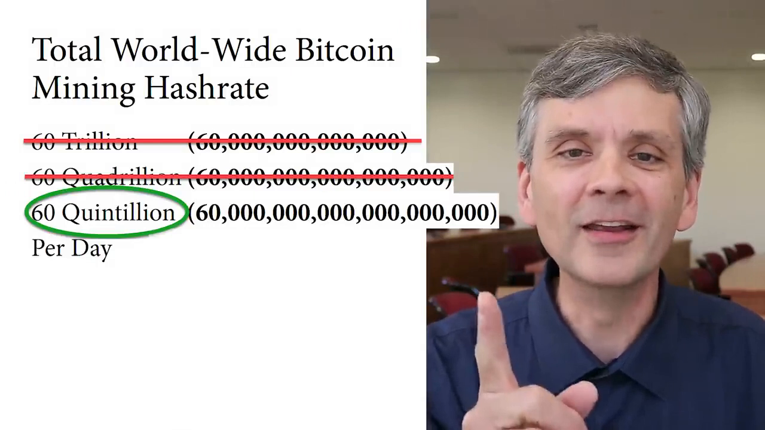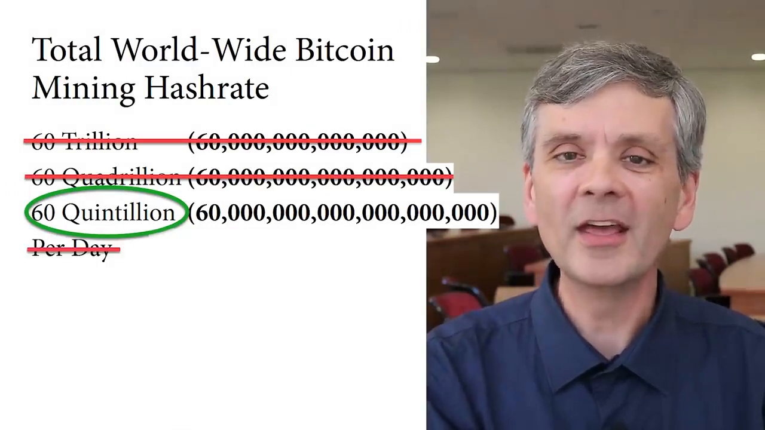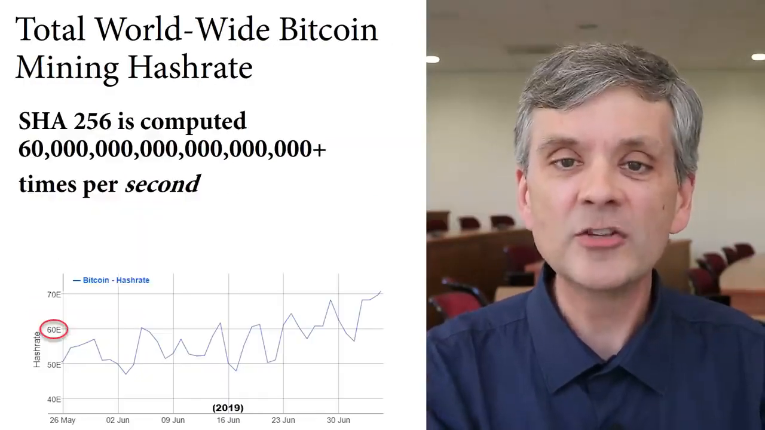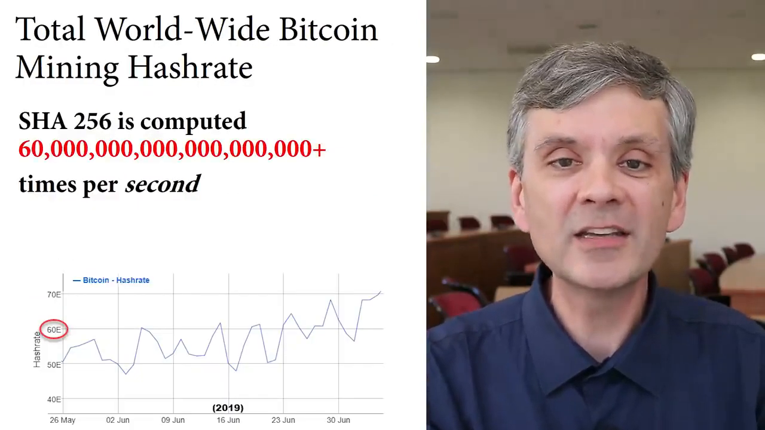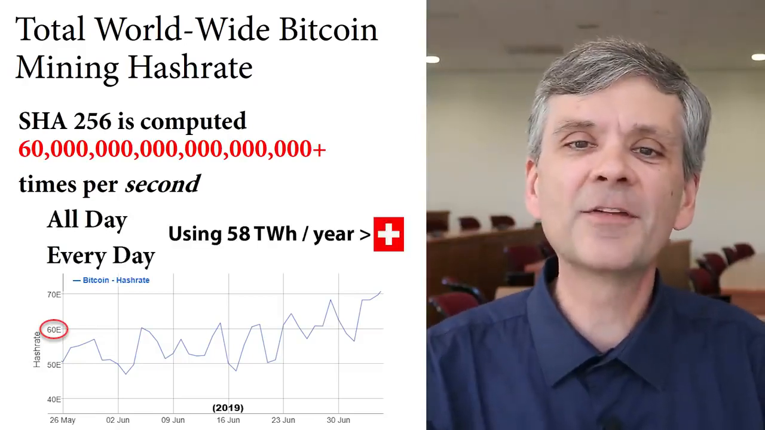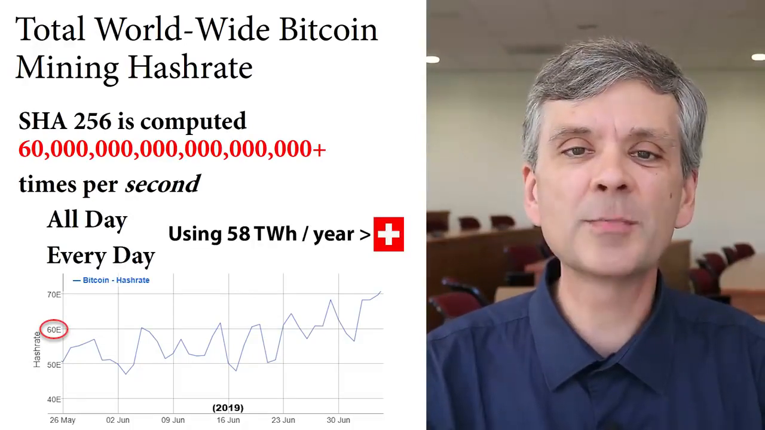Oh, wait, I'm wrong again. Not 60 quintillion per day, not per hour, not per minute, but per second. That's right, SHA-256 is run 60 quintillion times per second all day, every day. So yes, I think it's fair to say that SHA-256 is the most popular algorithm.